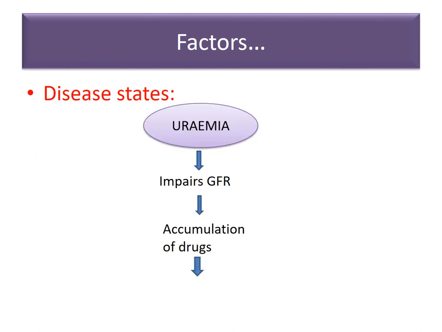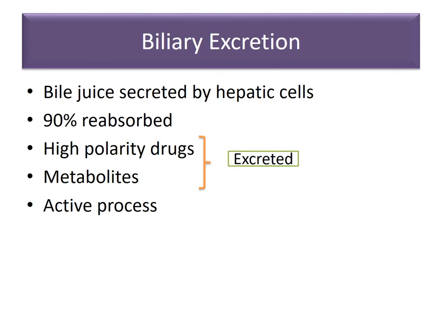Disease states, meaning some pathological conditions, also alter elimination. Out of that, uremia means high urea in the blood. In the conditions of uremia, it will impair the GFR, that is glomerular filtration rate, which leads to accumulation of drugs, which can lead to toxicity. So these two are important factors we have to keep in mind when we administer a drug which is excreted through urine.